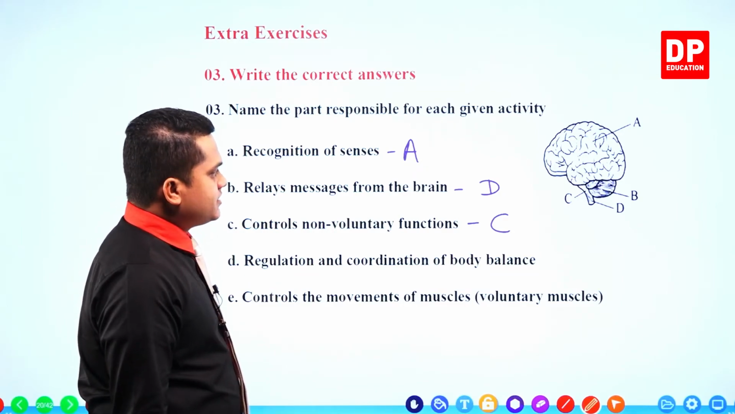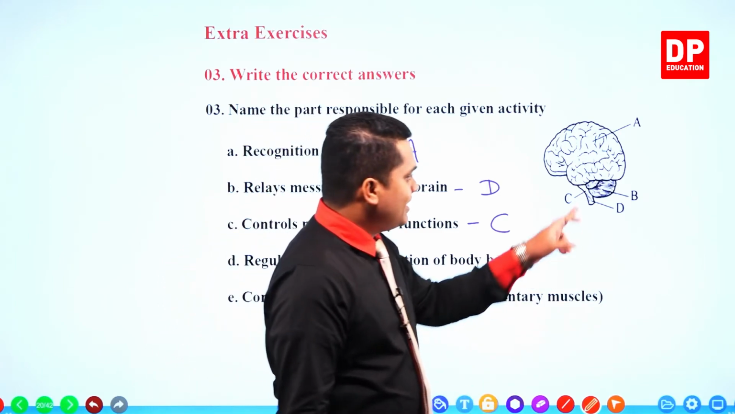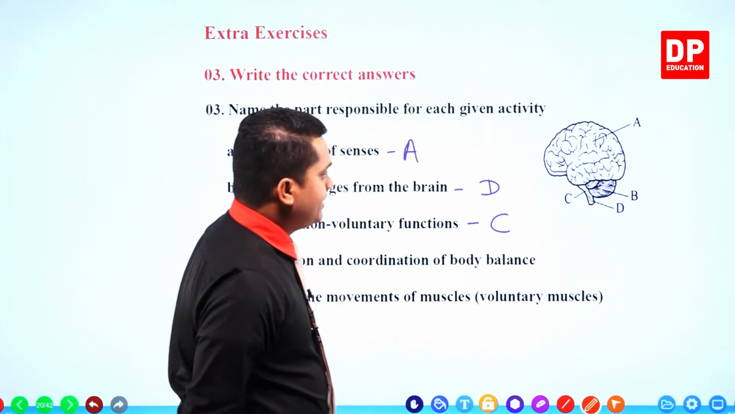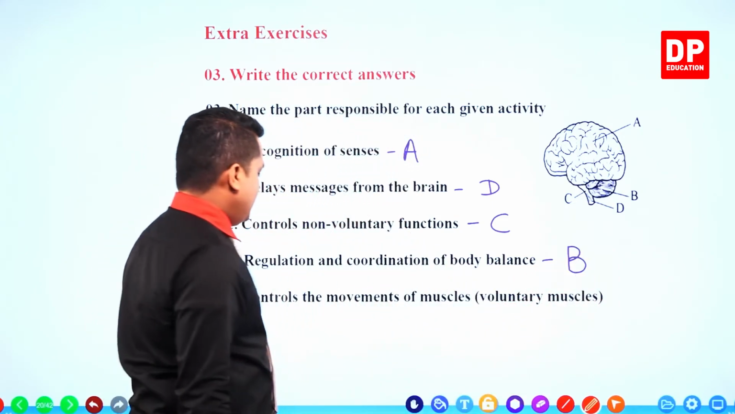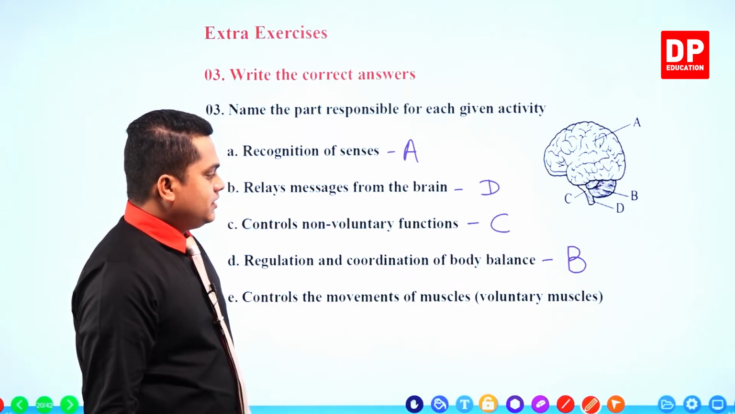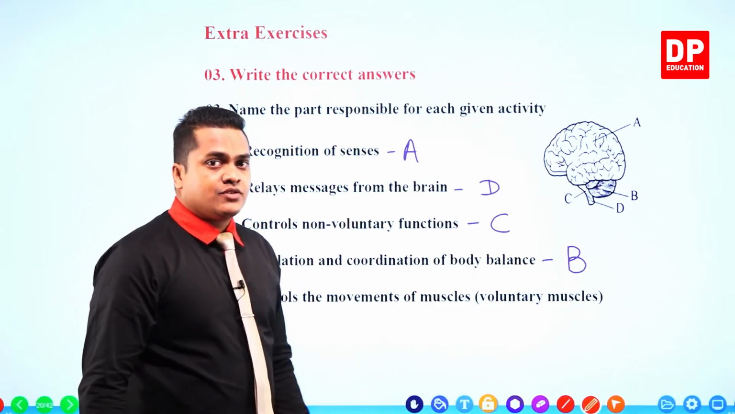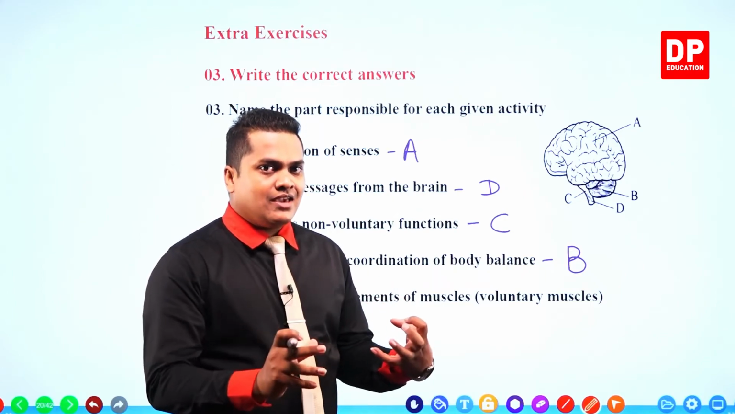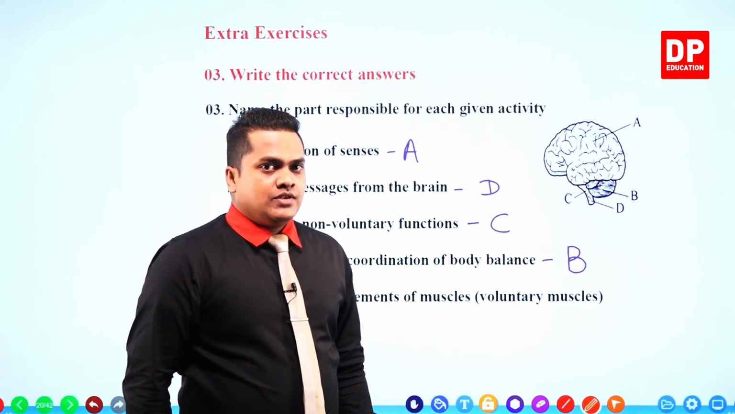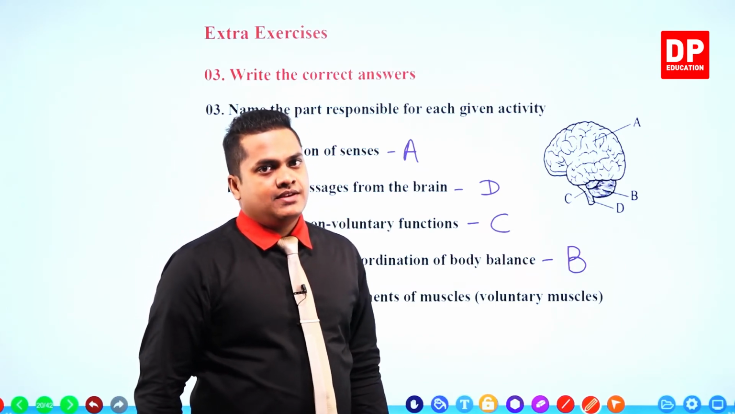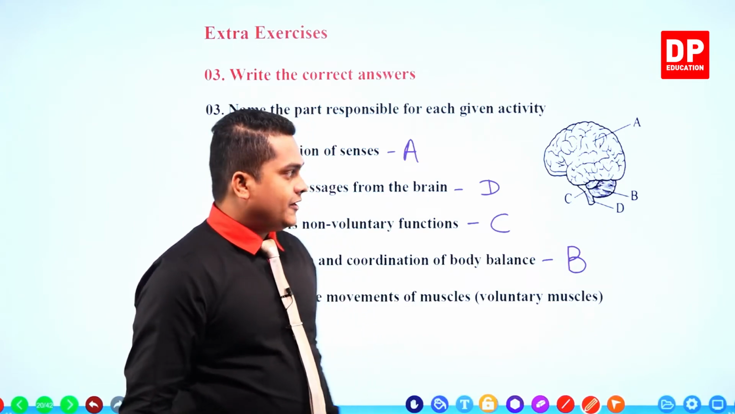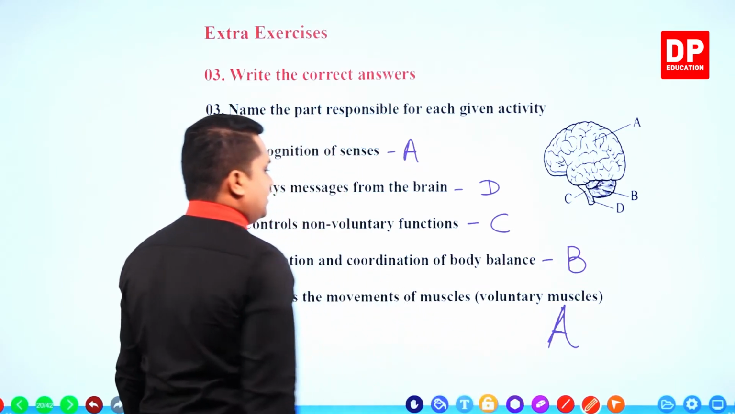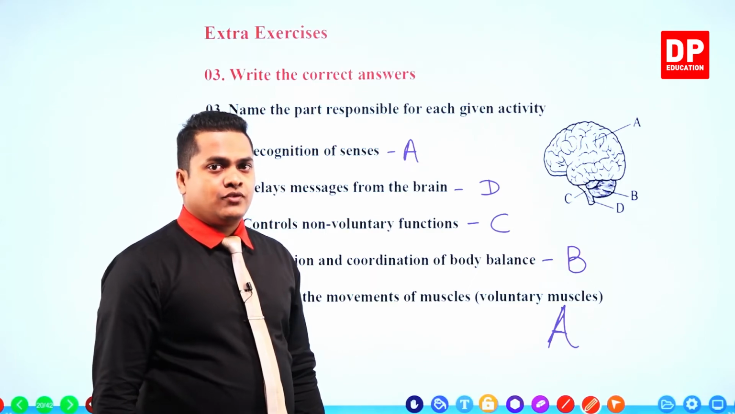Regulation and coordination of body balance. This is carried out by the smaller part contained beneath the cerebrum, which is referred to as part B, the cerebellum, right? Cerebellum, part B. Finally, controls the movements of muscles. Within brackets you are given voluntary muscles. Voluntary muscles are the muscles that we can think and control. If we can think and control, we are thinking by using the cerebral cortex, so the cerebrum is responsible for controlling these voluntarily controlled muscles. So my dear children, the answer for the final one is once again A. Right. So these are the answers for this question.